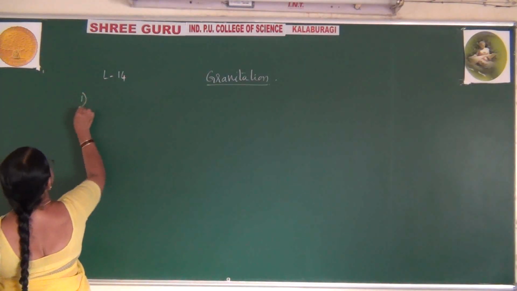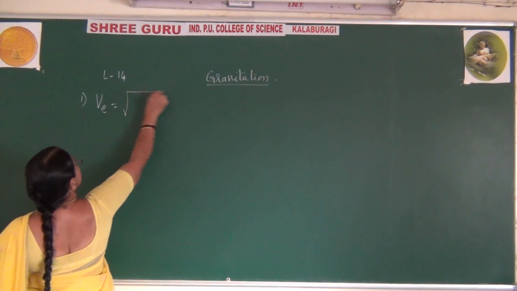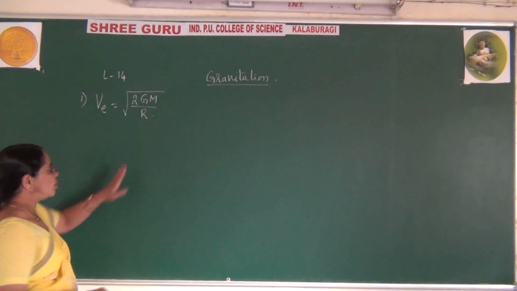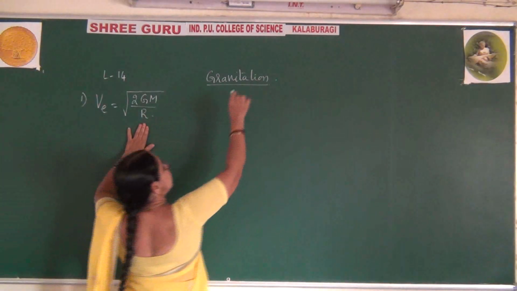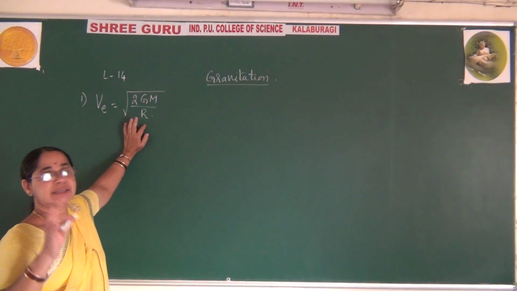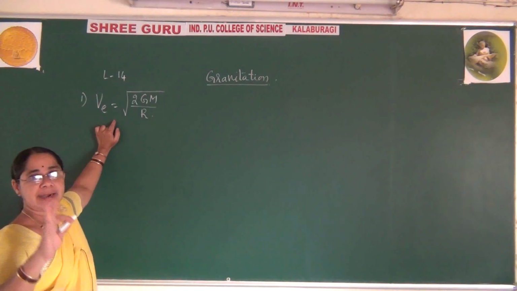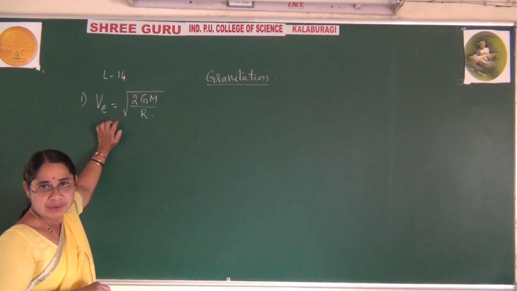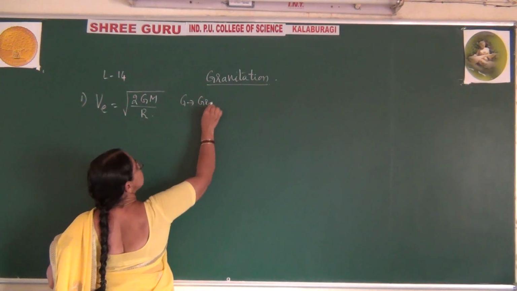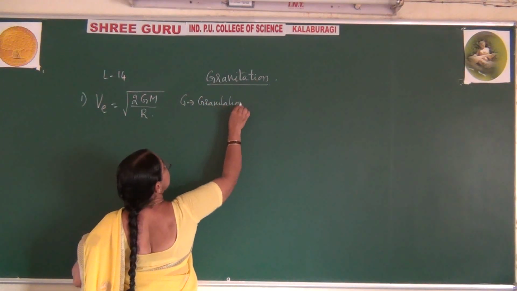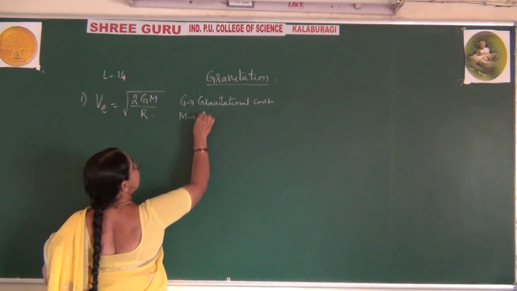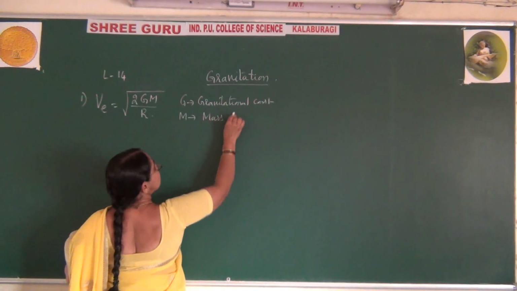So let me write the first point: V is equal to root of 2GM divided by R. This is one expression of escape velocity, and we use this for all calculations regarding escape velocity for any planet. For calculation we can use this very easily. You already know capital G, it is the gravitational constant. Where M is the mass of the planet.